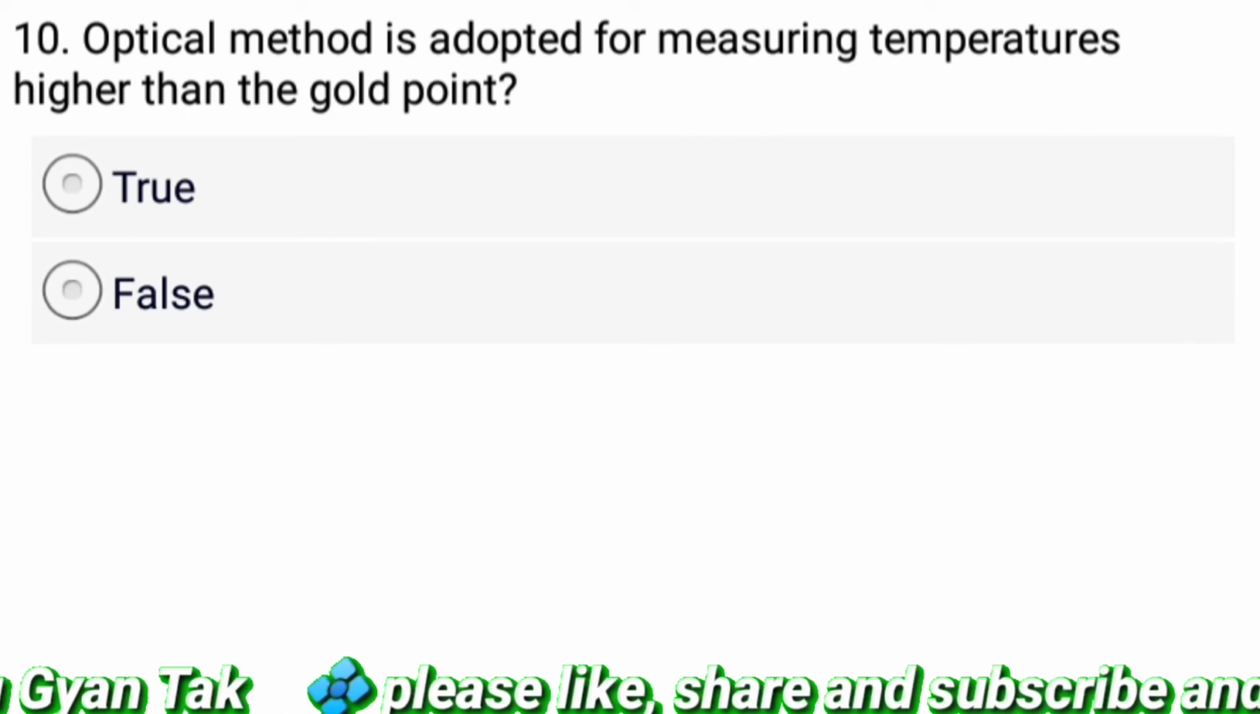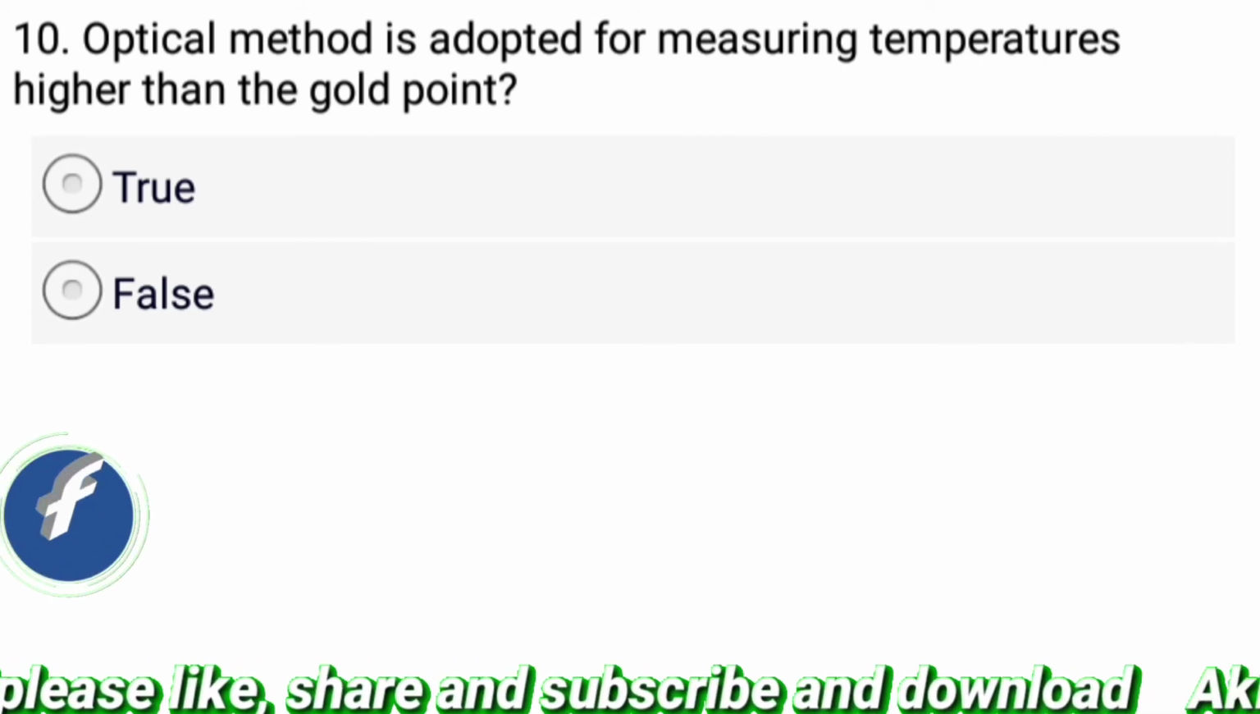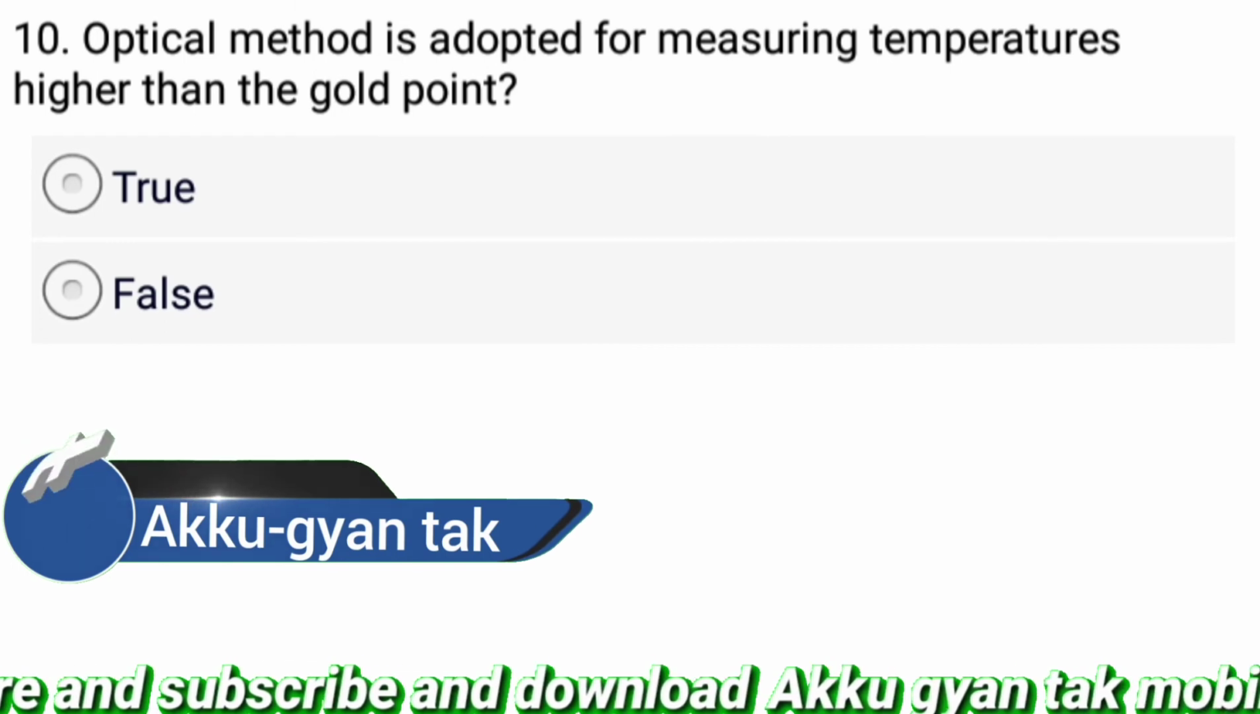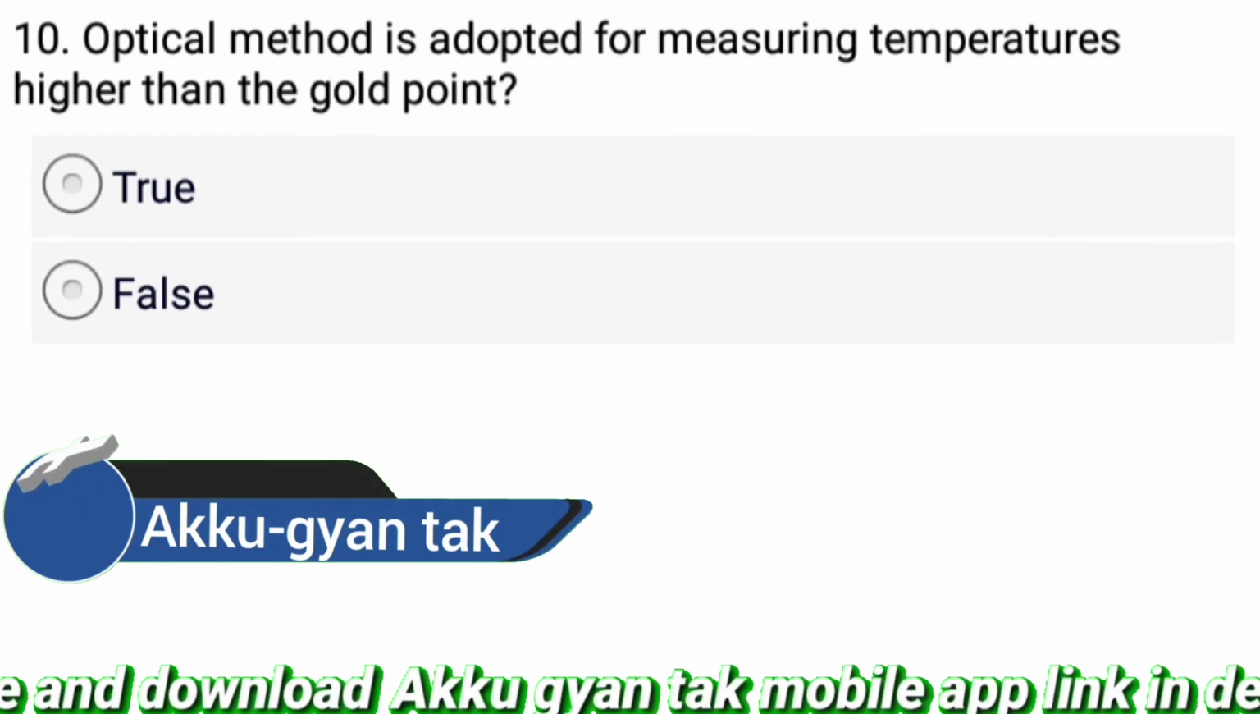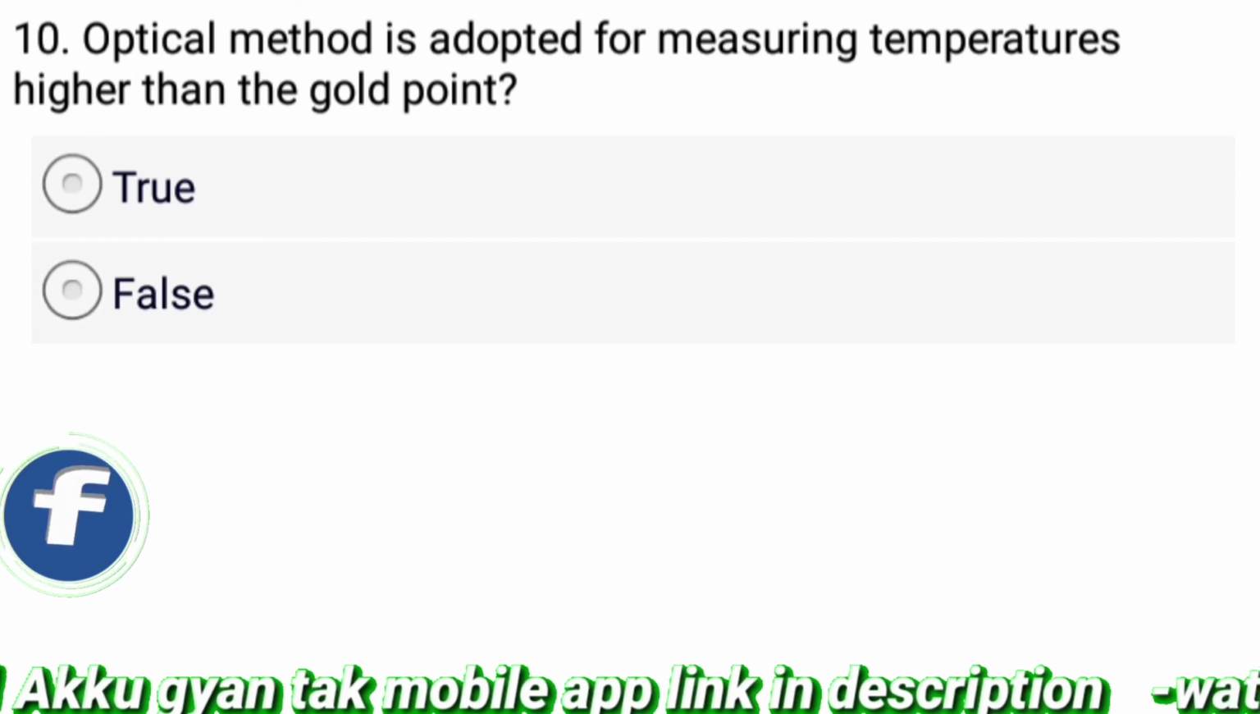Optical method is adopted for measuring temperatures higher than the gold point. A true. B false. C tilde D tilde.